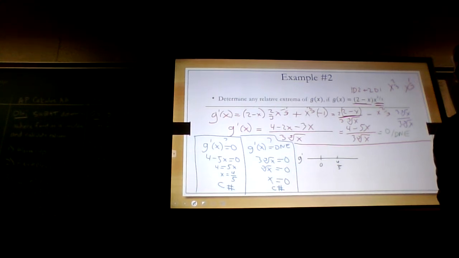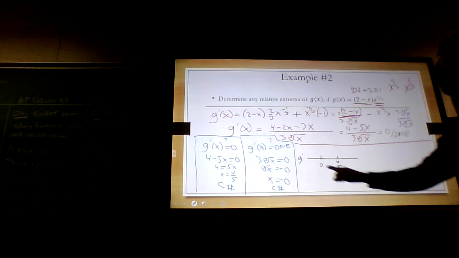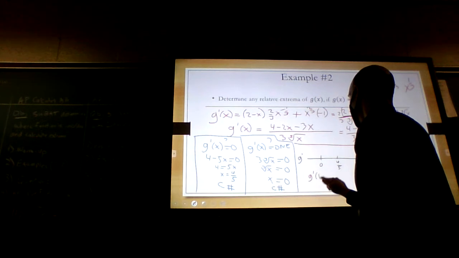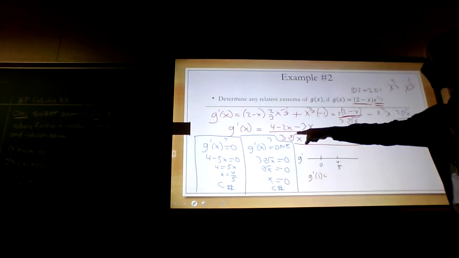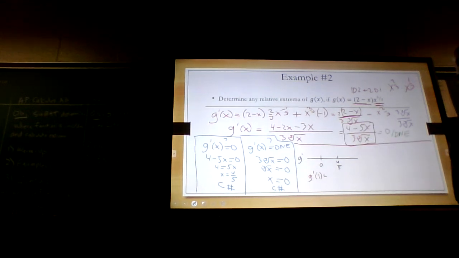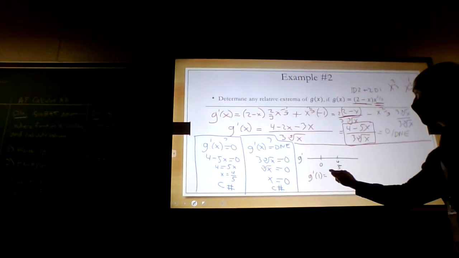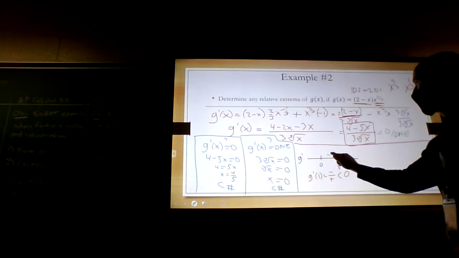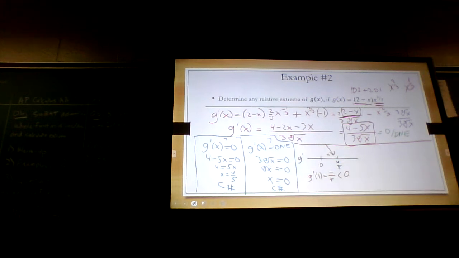Okay, can you guys think of a number that is bigger than 4/5? 1. So let's go ahead and do that, let's do it in red. What is G prime of 1? If I put 1 into this right here, the top's going to be negative, agreed? What will the bottom be? And what's a negative divided by a positive? Yep, so I'm going to write this here. I'm going to put negative over positive, which is less than 0. So this is a minus. That means this is going down. Are you with me?